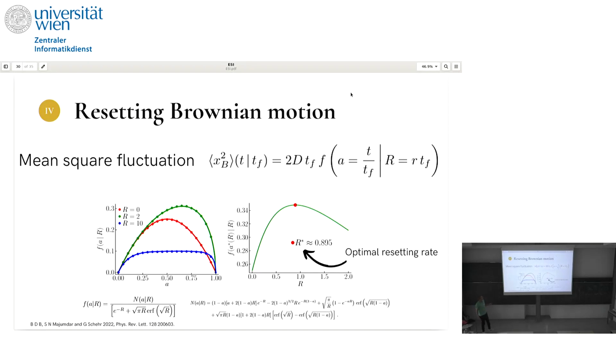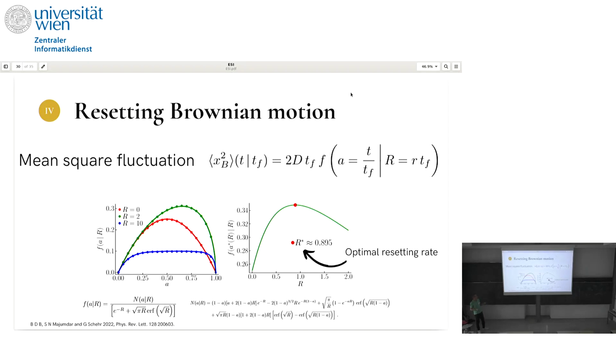But you see that this mean square fluctuation is bigger than the case where you don't have any resetting, which is quite surprising. But then, if you increase the resetting further, you localize the process more and more and you stay close to 0. So essentially there is this maximum here, and if you plot it as a function of the resetting rate, which is done here, you see a maximum. So it seems that there is some optimal resetting rate to maximize the mean square fluctuation. And we were quite surprised about this.